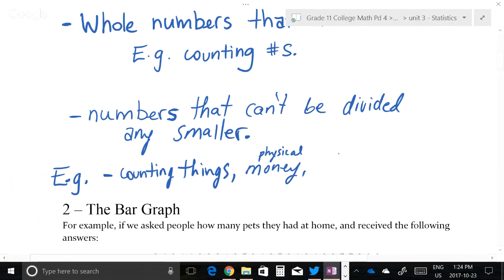Another way we could get this is on a scale of 1 to 10. If you're only giving people the option of saying 1, 2, 3, 4, 5, 6, 7, 8, 9, or 10, you don't allow them to give decimals, you don't allow them to give fractions, then this would be discrete data. Does that make sense? No, I'm saying we don't allow that. On a scale of 1 to 10 where they have to pick a whole number.